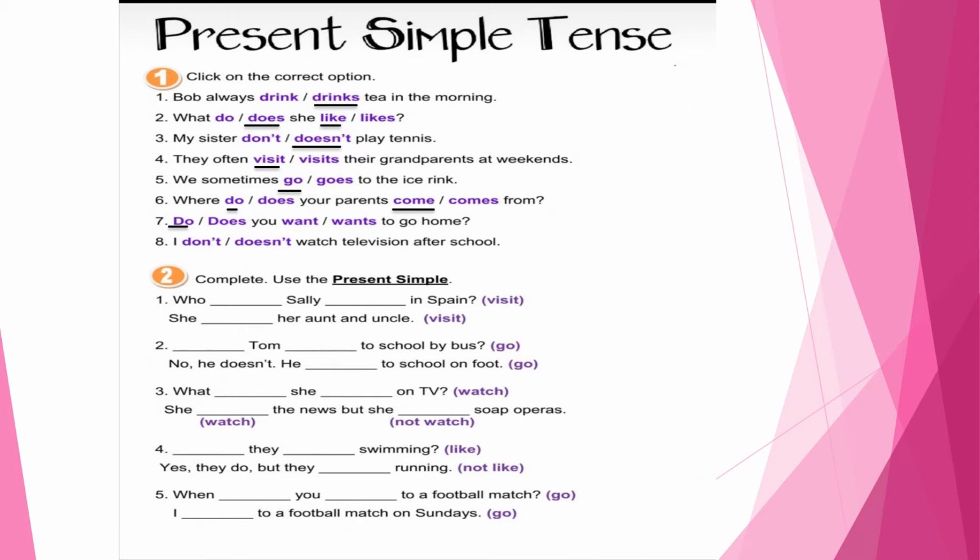Number eight, I don't or doesn't watch television after school. Okay, your subject here is I. Of course, with I, you, we, and they, you will use do or don't. Of course, in negative form. So here you will use don't. I don't watch television after school. Okay.